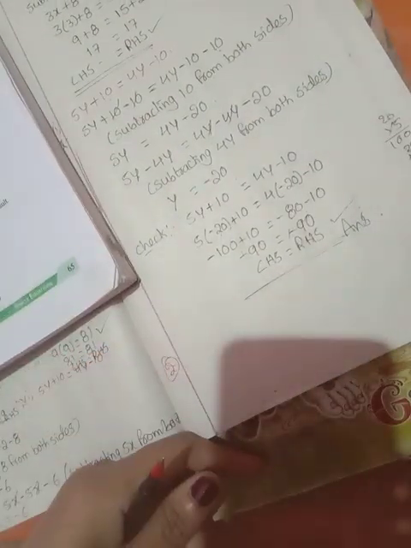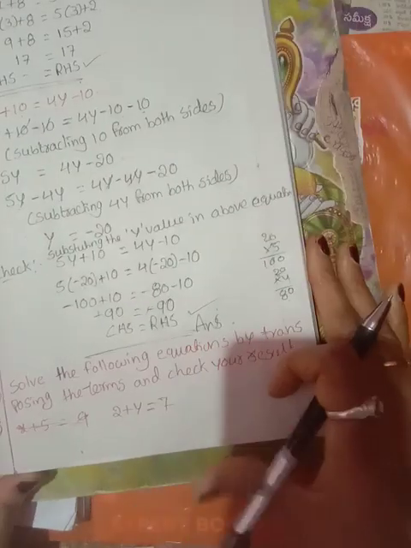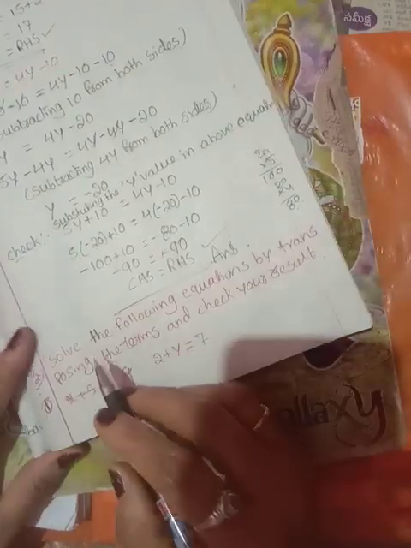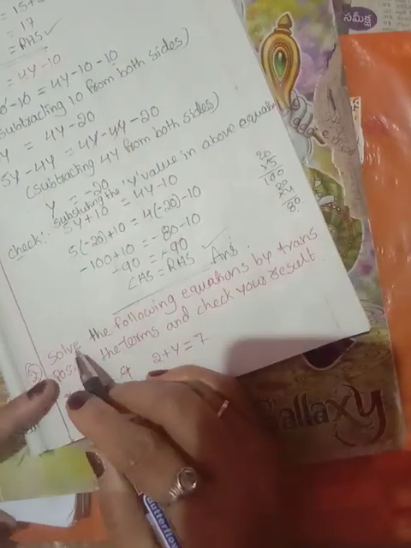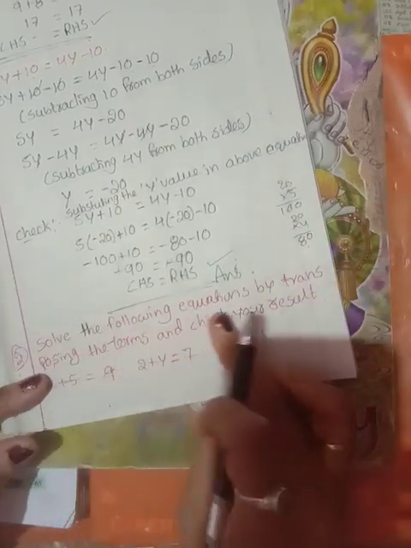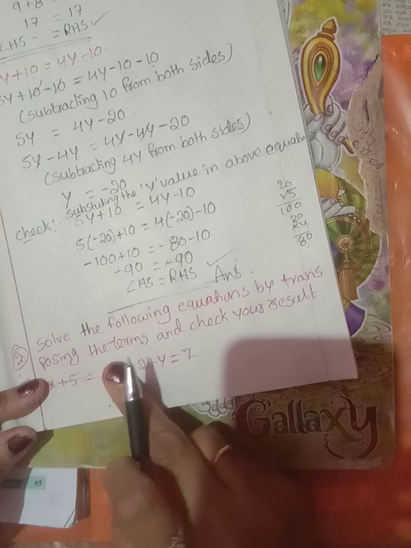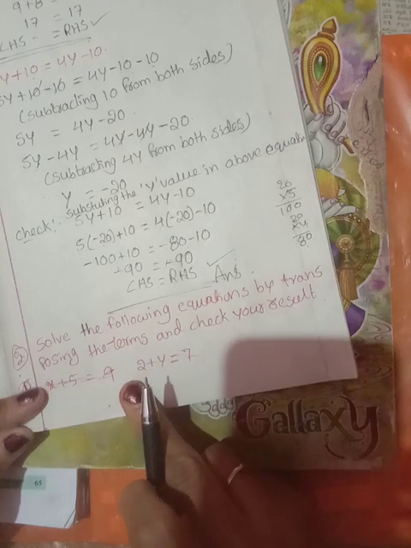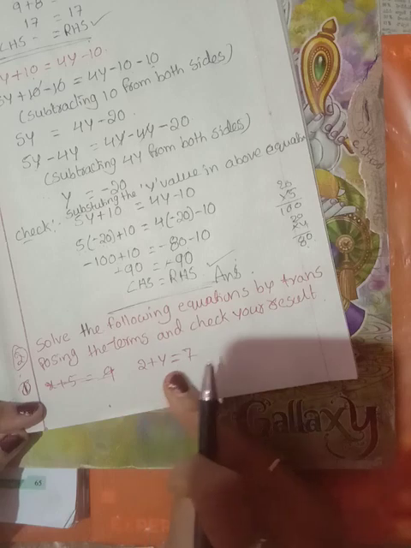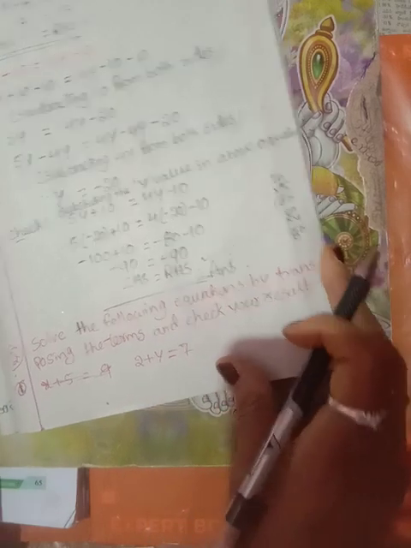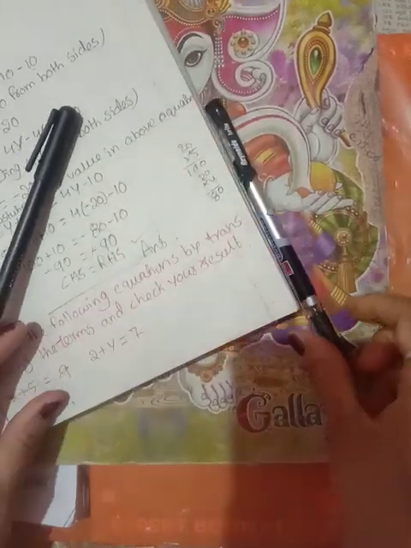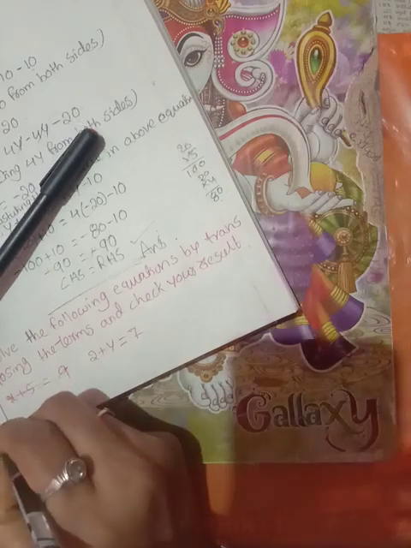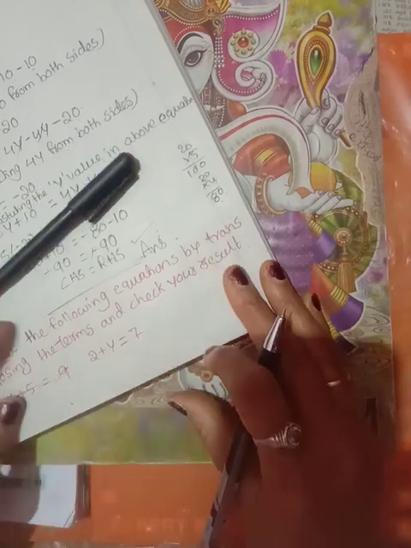Second, first of all you write. Your first problem of the second bit, Gagan, is on the same page, page number 65. Your second bit: solve the following equations by transposing the terms and check your result. Okay, this is the first problem: 2 plus y equal to 7. So first of all, start the solution neatly.